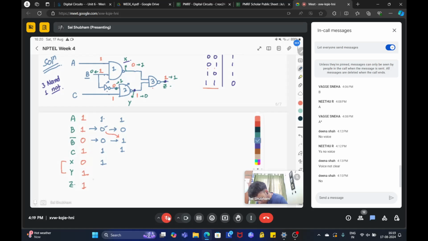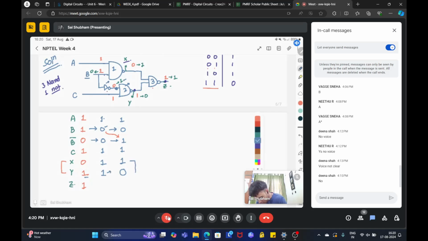Now in case of Y, initially this will remain at 0, so the output will be 1 only. It will take time for it to reflect. Later it will go down to 0, because this node will become 1. So later it will be 0, but for a very small time instant, this will be 1.